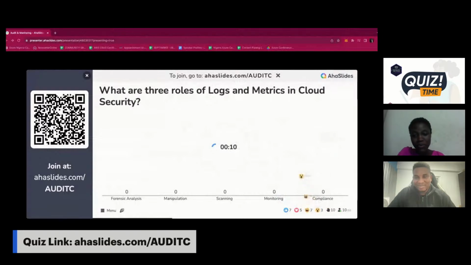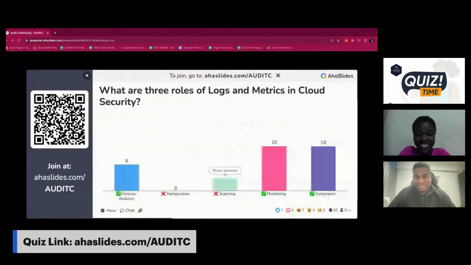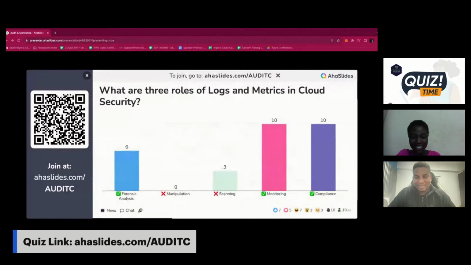What are the 3 roles of logs and metrics in cloud security? Okay, let's see our answer now. 3 people chose scanning and it is wrong. A lot of people chose monitoring and compliance. That's awesome. So let's see the leaderboard now.